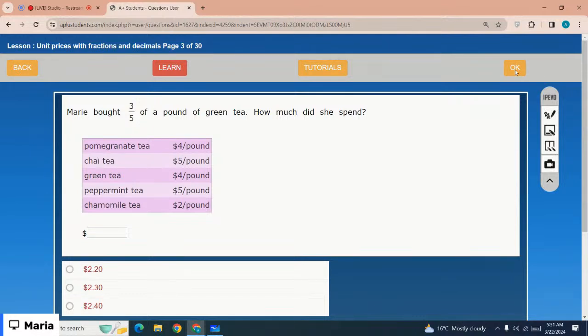Mary bought 3/5 of a pound of green tea. How much did she spend? So which is the correct option?